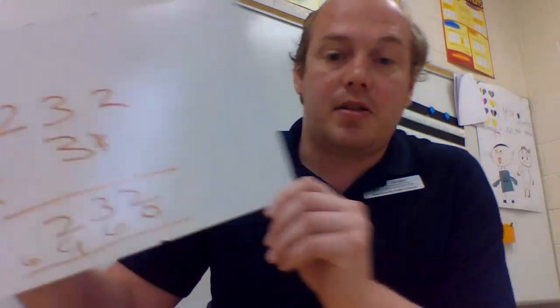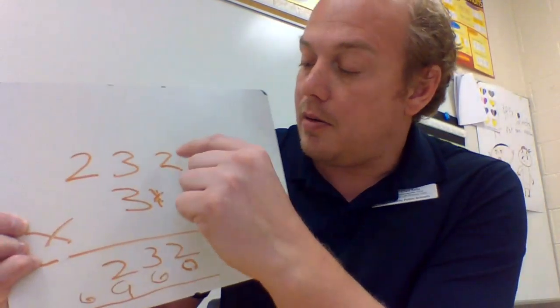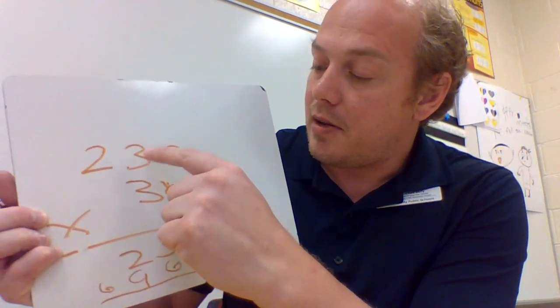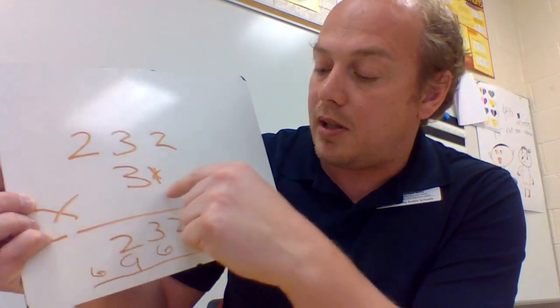So 2 times 3 is 6. 3 times 3 is 9. And 2 times 3 is 6. So we're going to add those up. As you can see here, 2 times 3 is 6, 3 times 3 is 9, and 2 times 3 is 6. And now I'm not left with very much room, but I'm going to make do with what I have.